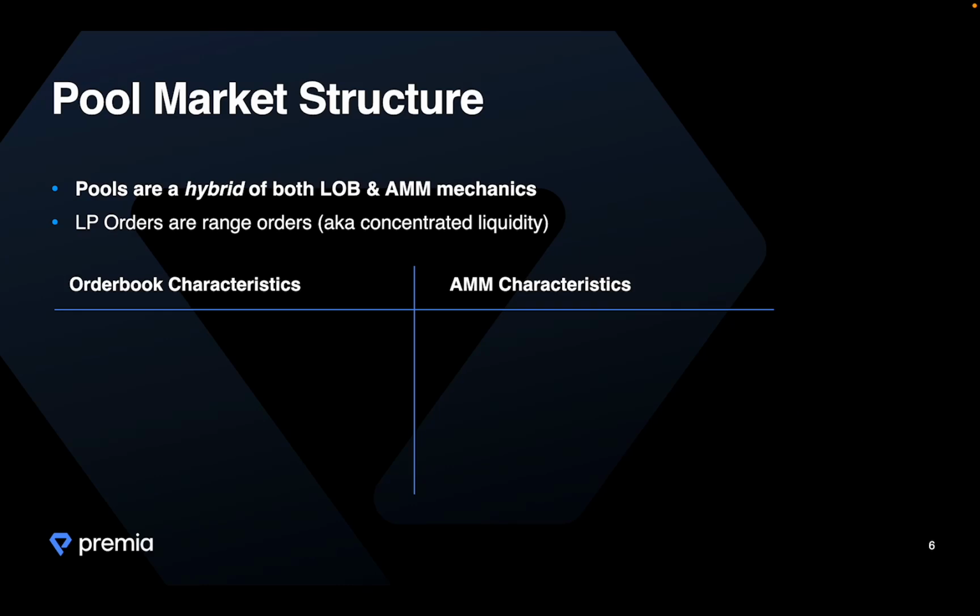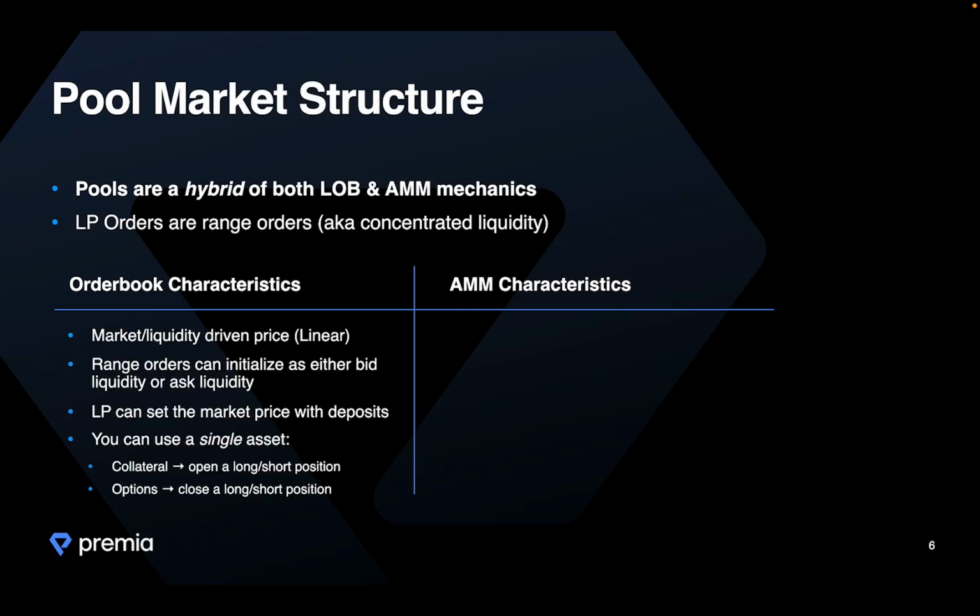So, the pool market structure. We are sort of a hybrid between limit order book characteristics and AMM characteristics. In our system, we use range orders, also known as concentrated liquidity. And so that is an AMM structure, but we'll go through now the concepts that are very similar to order books and the concepts that are very similar to AMMs.